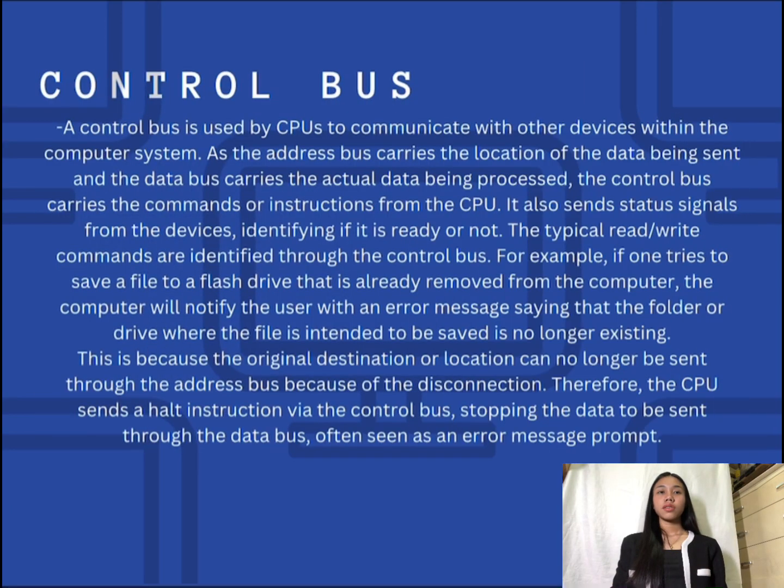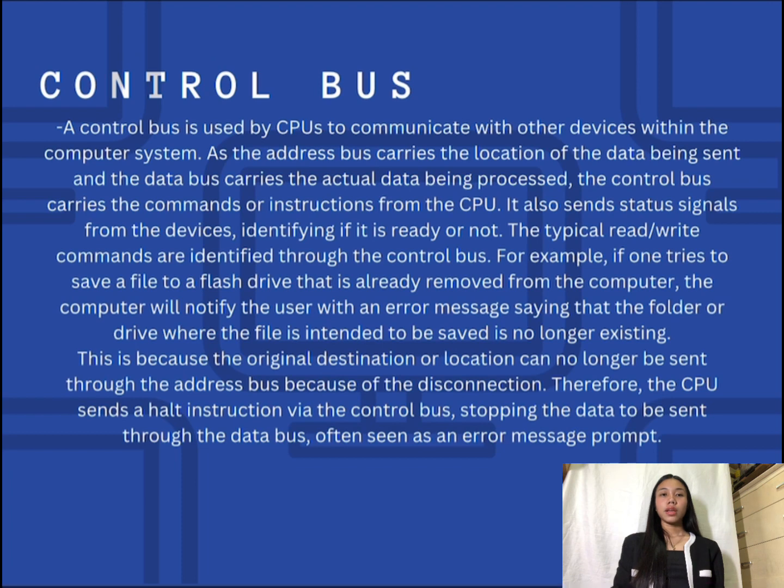Control bus. The control bus is used by the CPU to communicate with other devices within the system, while the address bus carries the location of the data and the data bus carries the actual data being processed. The control bus carries commands or instructions from the CPU. It also transmits status signals from devices indicating if they are ready or not. Common commands like read or write are transmitted through the control bus.